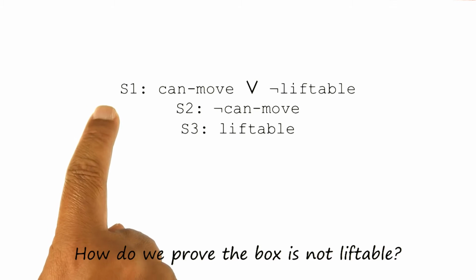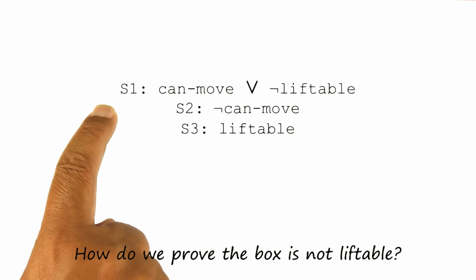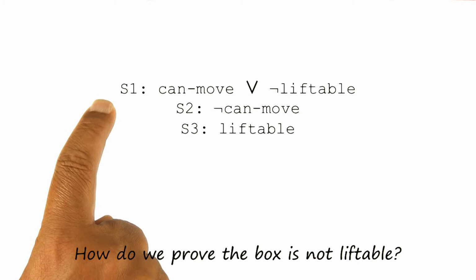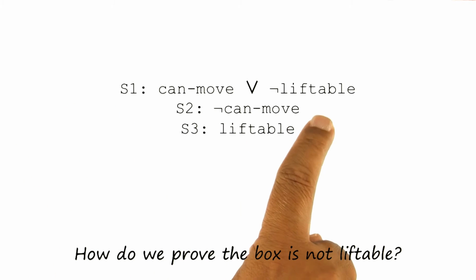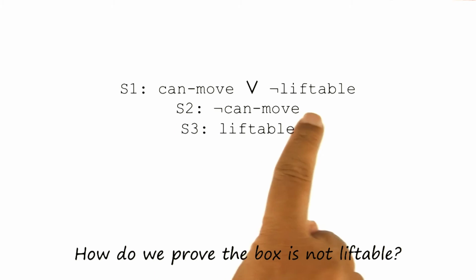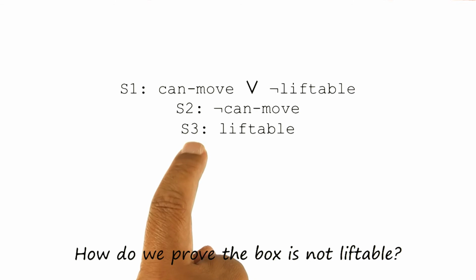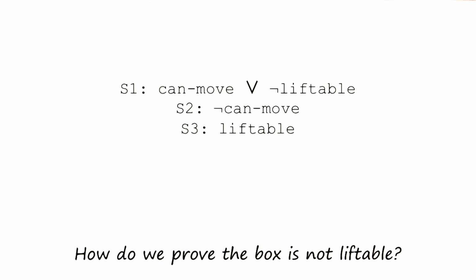So we have three sentences now. The first sentence came from the bootstrapping of the robot's knowledge base. This is the axiom that the robot assumes to be true. The second sentence came from its percepts: the robot tried to move the box and could not move it. The third sentence comes from taking the negation of what the robot wants to prove. It wants to prove it's not liftable, so it takes the negation and then shows that this leads to a null condition that we view as a contradiction.